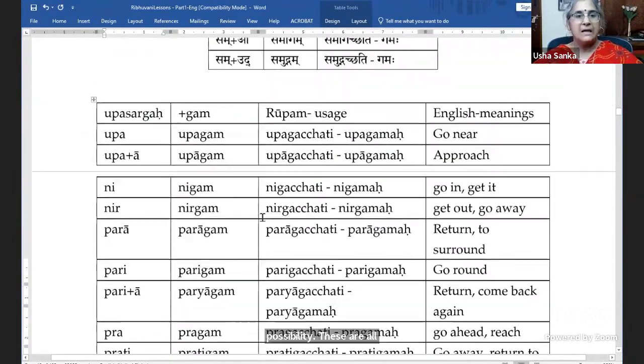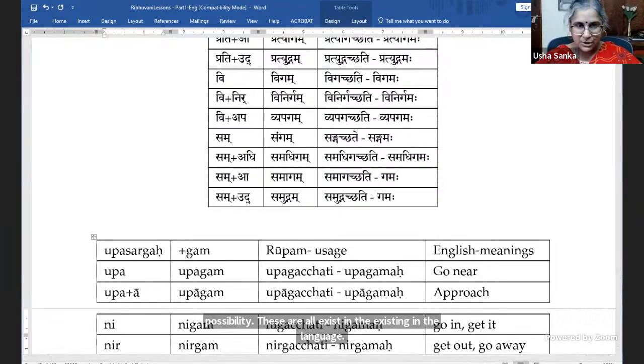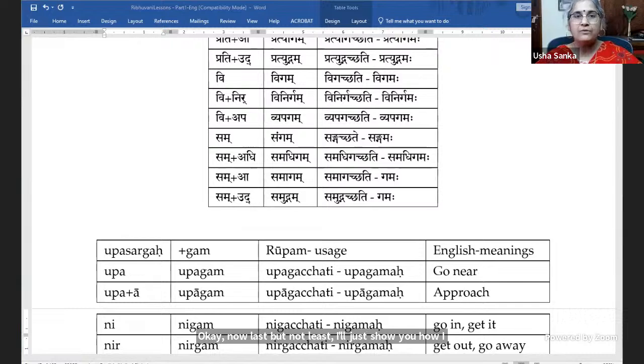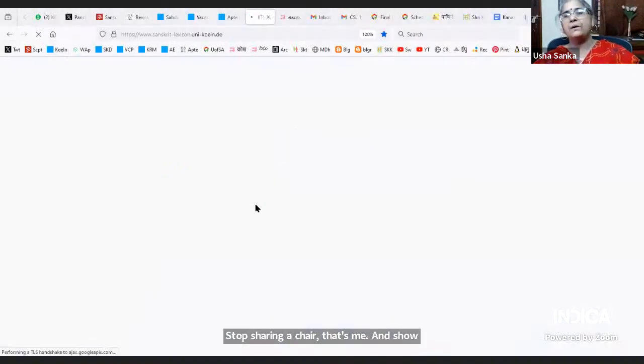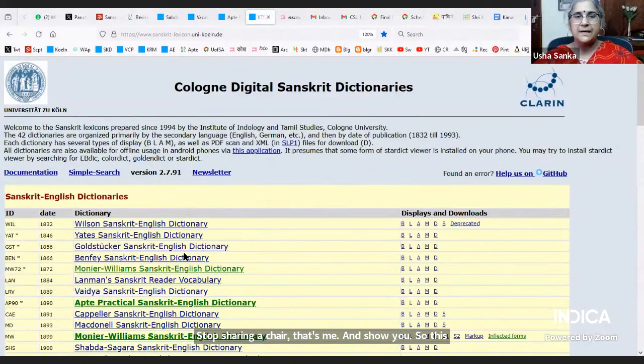Now last but not least, I'll just show you how I did it in the advanced search of the Apte Sanskrit to English dictionary. I'll stop share, share the screen again and show you. So this is the Cologne website. You go to the Cologne website. Can you see the screen? I think you can.